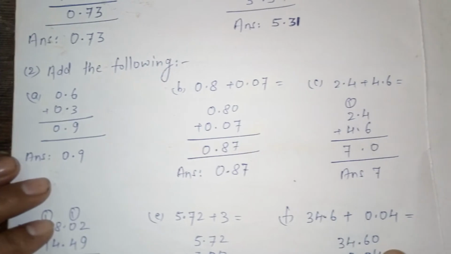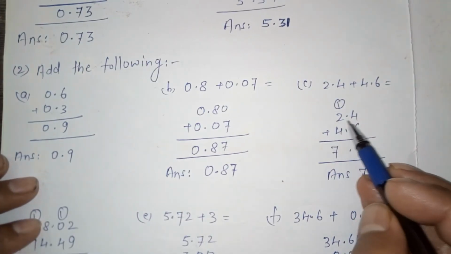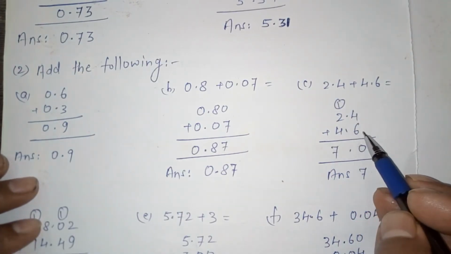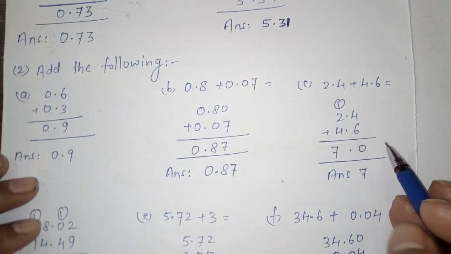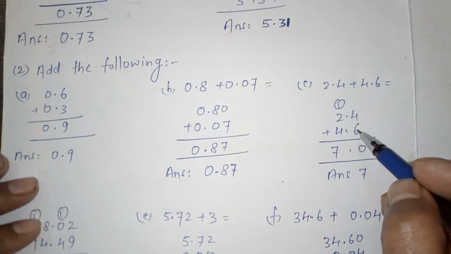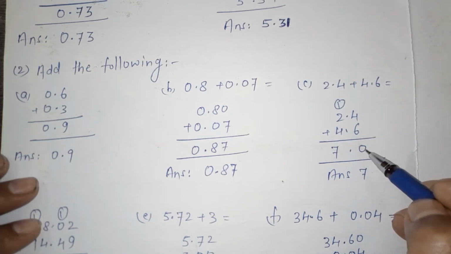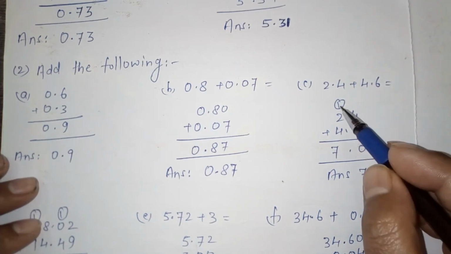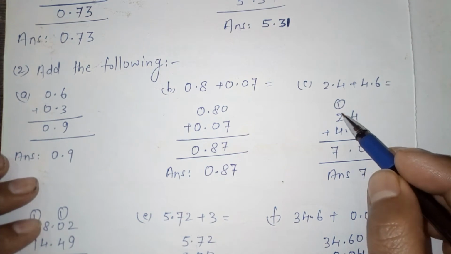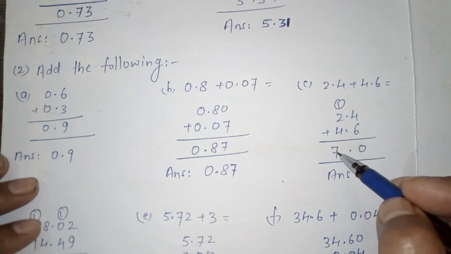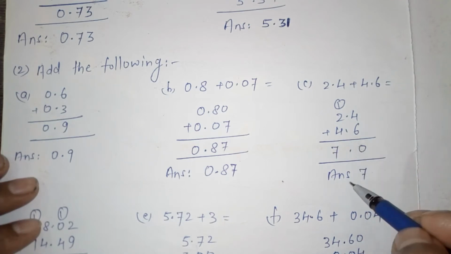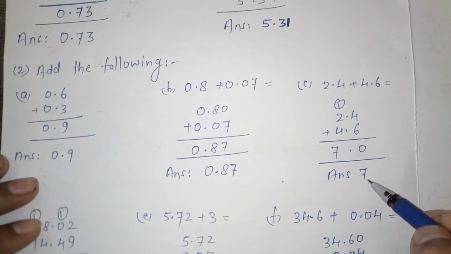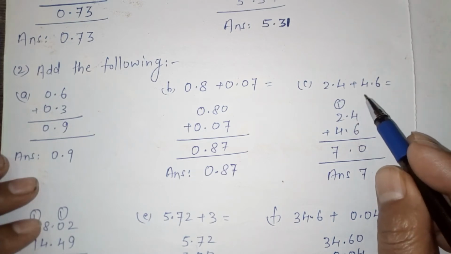Okay, your next question is 2.4 plus 4.6. 4 plus 6 gives you 10, and in 10 this is 0 and 1 is carry over. 2 plus 1 is 3 and 3 plus 4 is 7. 7.0 is your required answer. 7.0 means 7. 7 is the required answer of the given question.